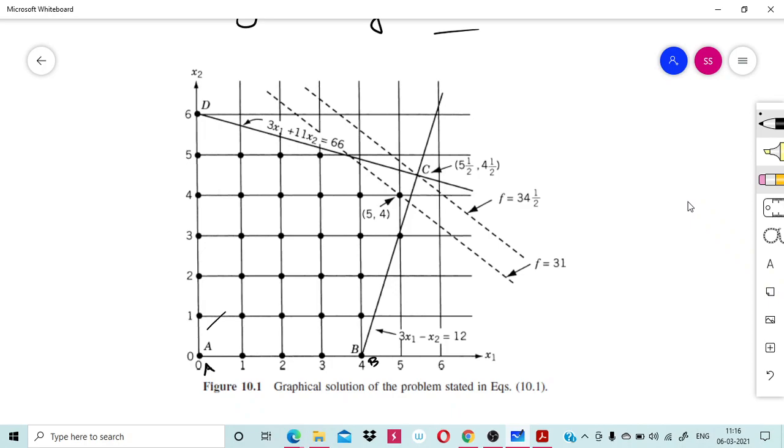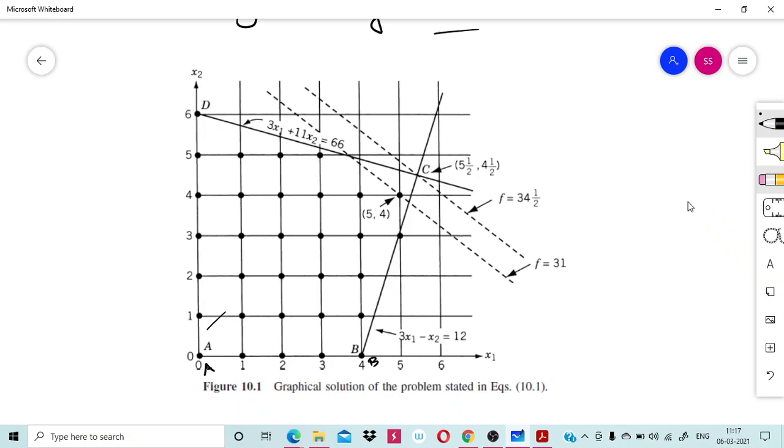The vertex will be our optimal solution, but we got the optimal value of the objective function f equal to 34.5, with x1 equal to 5.5 and x2 equal to 4.5, which is not an integer solution. That was our problem when solving using the simplex method or dual simplex method. But we want integer solutions. So how do we get integer solutions? That is what we are going to discuss in Gomory's cutting plane method.